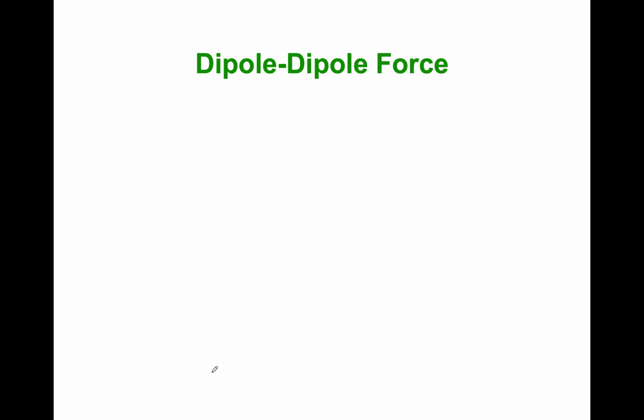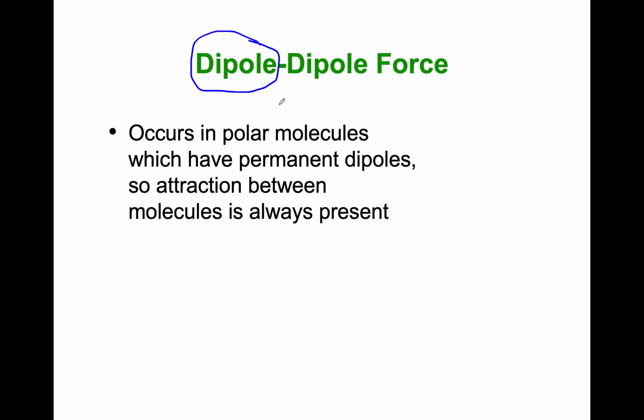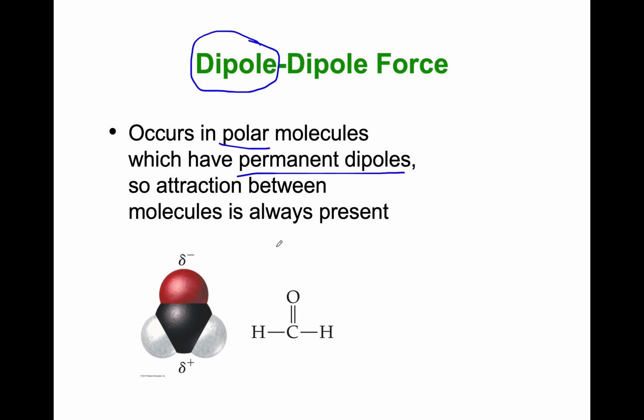The next intermolecular force is dipole-dipole. So if we have a dipole, that's telling us that this is from polar molecules. Okay, so polar molecules, they already have partial positive, partial negative. Those are permanent dipoles. It doesn't have to be created. So if they have permanent dipoles, there's going to be attraction.